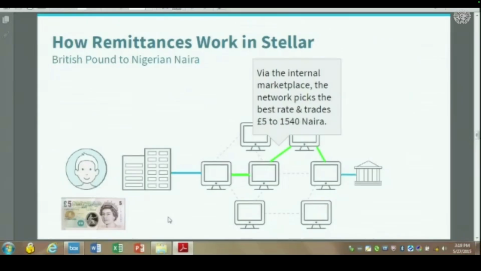So if his remittance company is already connected to the network, he transmits the £5 to the network. Inside of Stellar, there is an internal peer-to-peer currency exchange where the world's transactions are freely available to everybody else. The network looks for what is essentially the best rate and trades the pounds for the naira. This creates a flatter marketplace and more efficient rates.